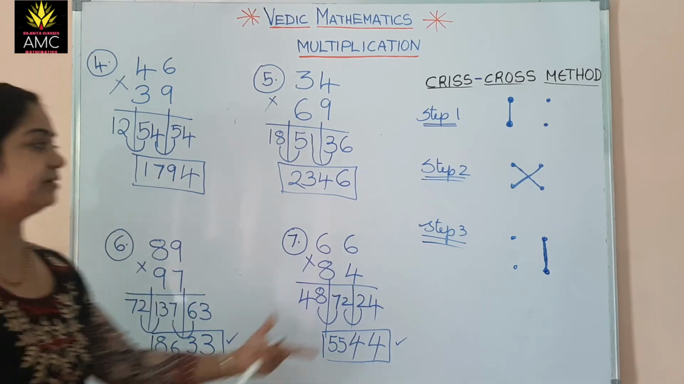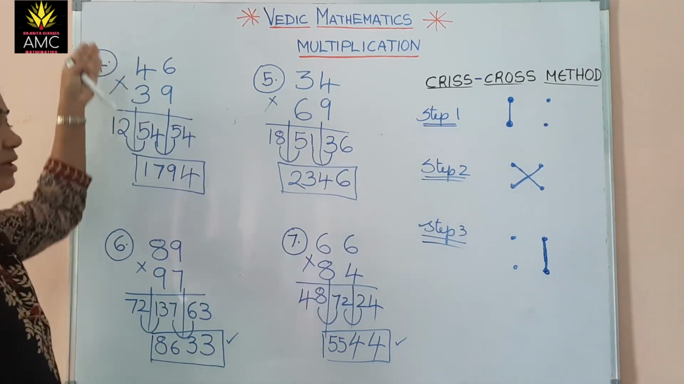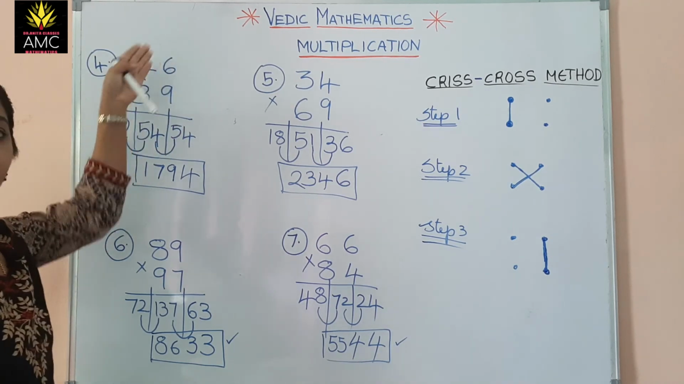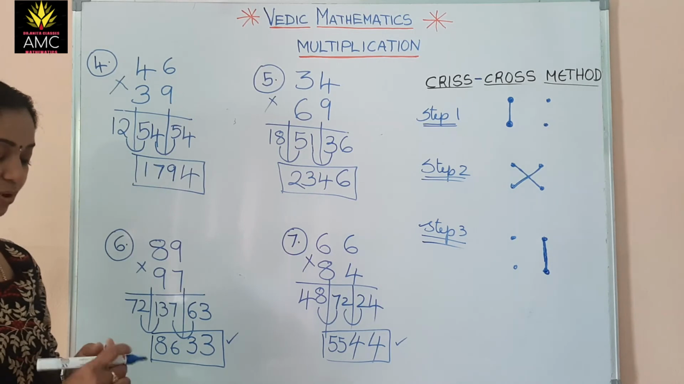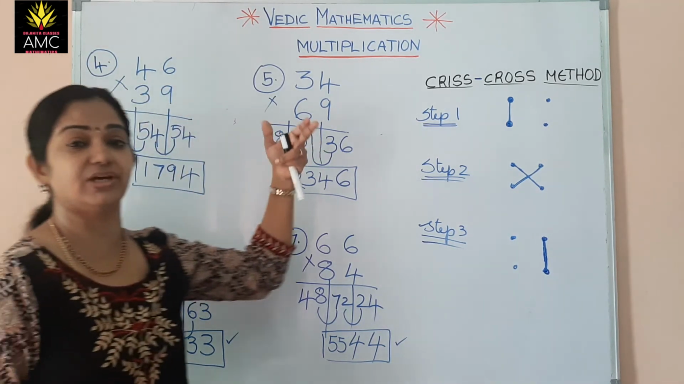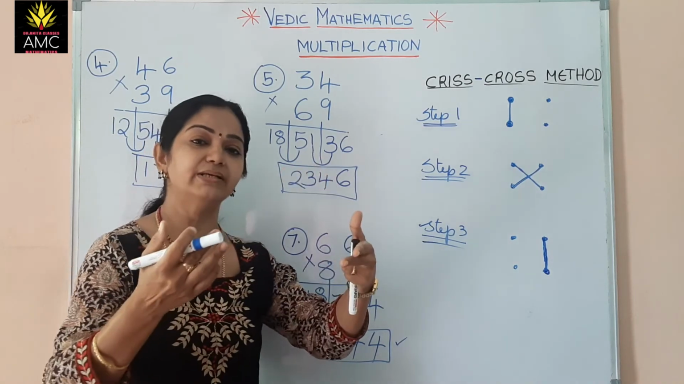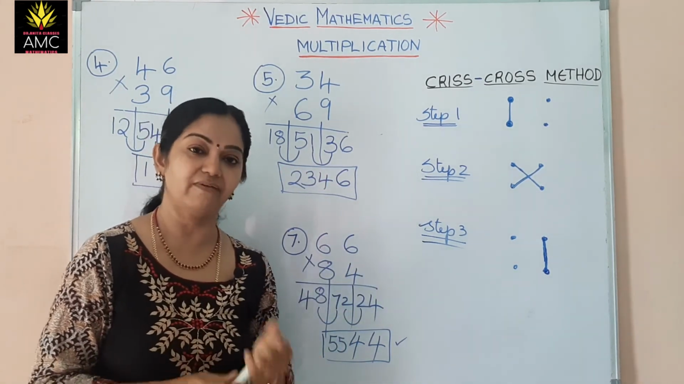So simply by the crisscross method, by multiplying the extreme left, crisscross, multiplying and adding, then again multiplying the extreme right. Now how do we do this for any number? This is called a general technique because for any double digit number to any double digit number, you can go with the crisscross. Now, hope you have understood this.